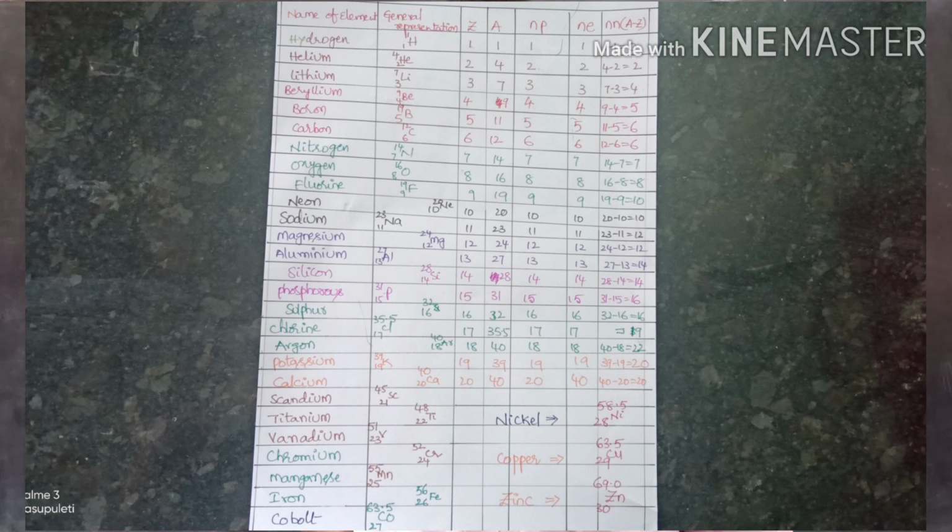We are going to know how many electrons, how many protons and how many neutrons are there. The number of electrons is equal to the number of protons. The number of neutrons you get from the subtraction of atomic mass minus atomic number.